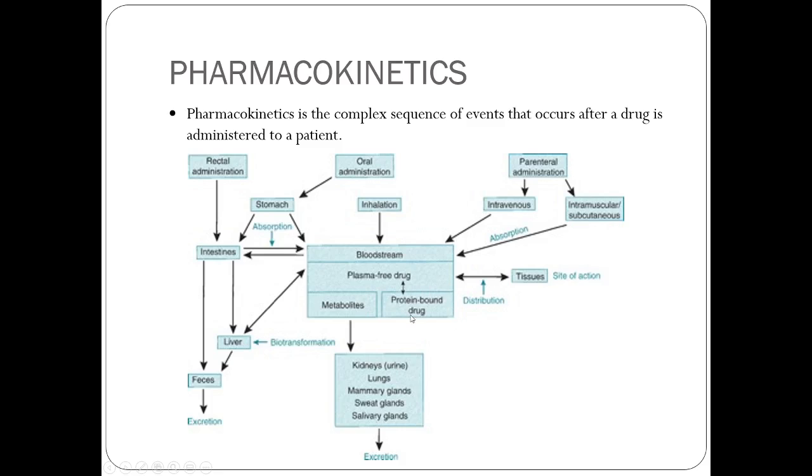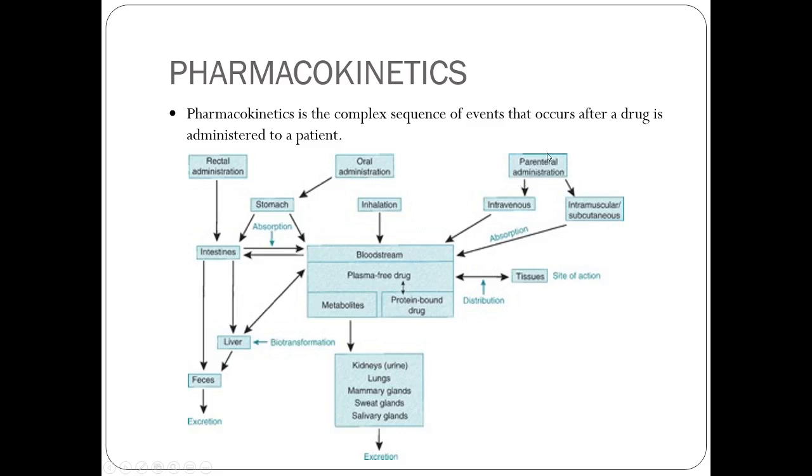A protein-bound drug is going to change where it is. So if there's not enough protein, it's going to stay in the plasma. If there's enough protein, it'll go and become protein bound, and then it will go to the tissues, just be distributed to the tissues. Okay.